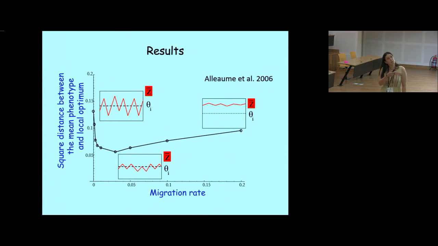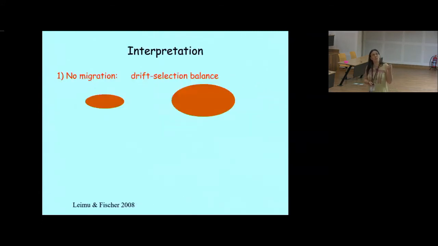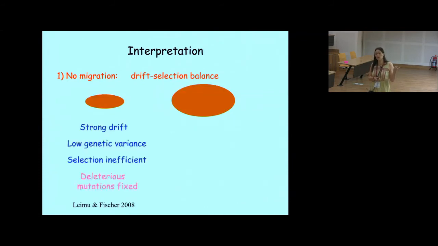But if you've got very, very little migration, on average you're fluctuating around your optimal phenotype, but you're fluctuating so much because of drift that at any point in time you're in general very far away from it. When you've got no migration at all, you've got a drift-selection balance going on in each population, which means that in a small marginal population you've got strong drift, low genetic variance, and selection is completely inefficient. So you fix deleterious mutations in those populations, and they're not locally adapted.